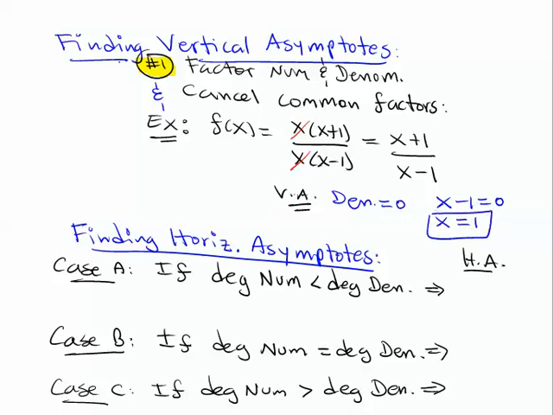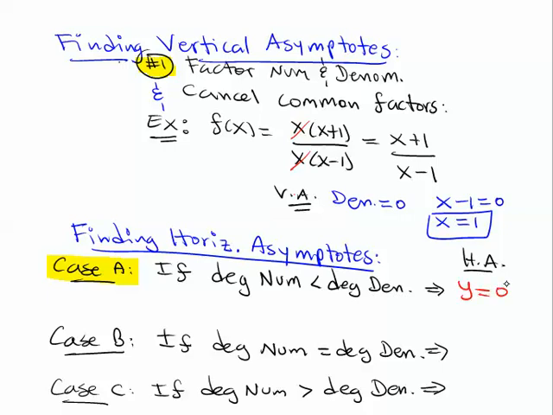Okay, now for the horizontal asymptotes we have three cases, and here I'll be looking at the degree. The degree is the x with the highest power in the rational function. So the first case is when the degree of the numerator, the top, is less than the degree of the denominator. Then the horizontal asymptote will be y equals 0.